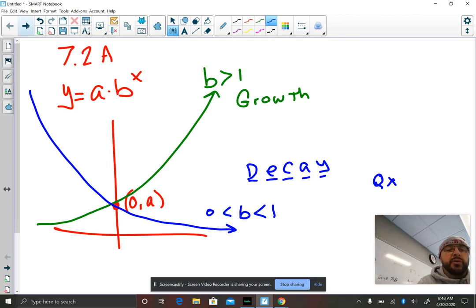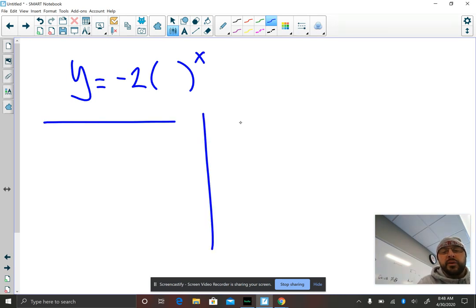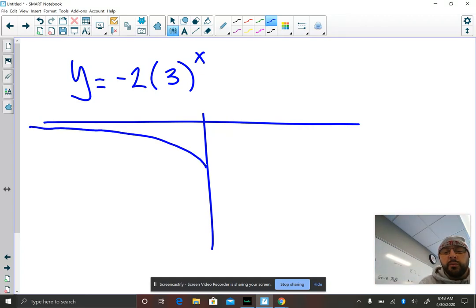Two other types of growth and decay you could have is if your initial value is a negative number. Now everything will exist under the x-axis, but as long as this number here is larger than 1, it's considered growth. That means as you move left to right, it was close to the x-axis and is now moving away. Remember, this is the point (0, -2). As long as this number here is larger than 1, this is growth.